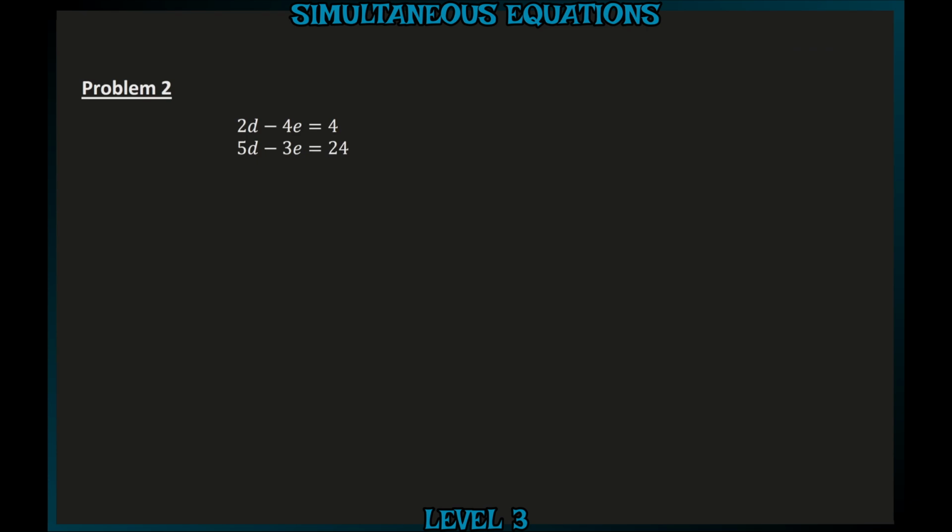In problem 2, we're solving 2d minus 4e equals 4 and 5d minus 3e equals 24. Now again, we'd like to eliminate one of the variables, and we need the same number in front of each pair in both equations, and we don't have that at the moment.